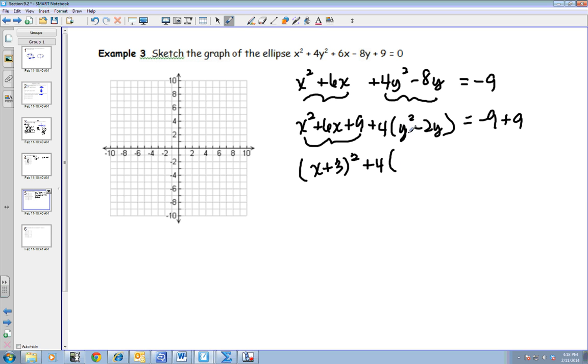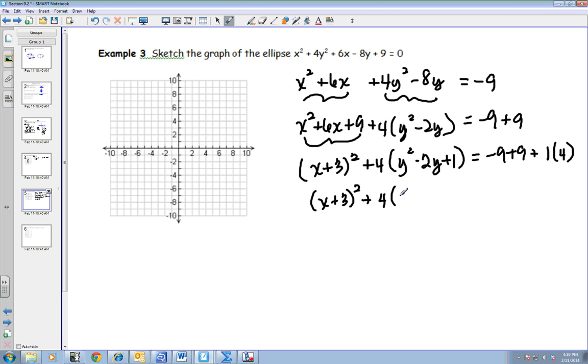Now I'm going to complete the square on this. So I have y squared minus 2y. Take half of 2, which is 1, square it, and I add 1 to both sides. But here's the thing. I'm not only just adding 1, it's 4 times 1. So 4 times 1. Now I'm going to rewrite this. (x plus 3) quantity squared plus 4(y minus 1) quantity squared equals 4. And now we're almost there. Since this is an ellipse, it always has to be set equal to 1, and it's not. So I'm going to divide everything by 4.